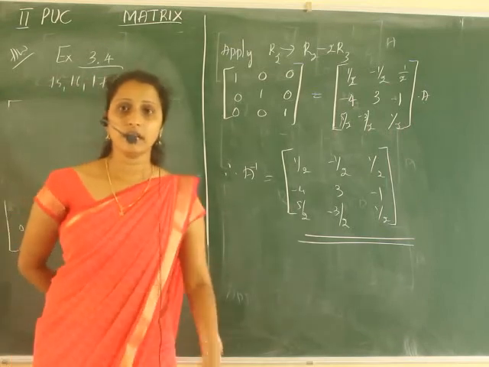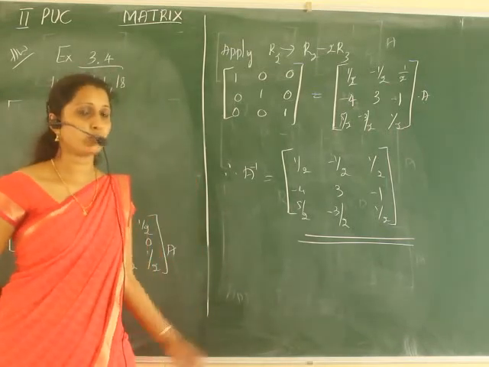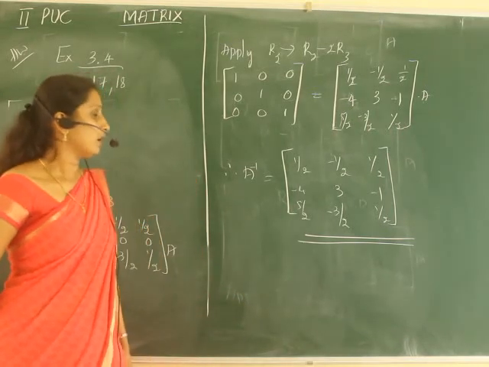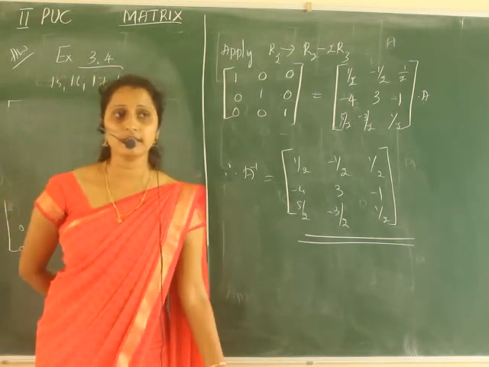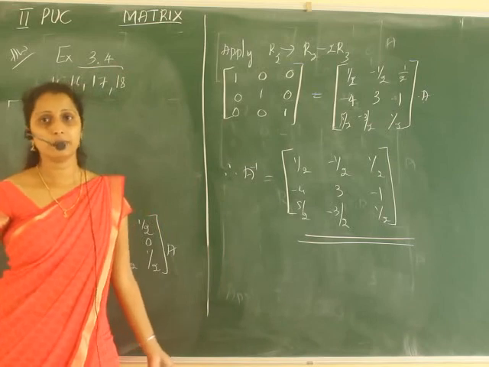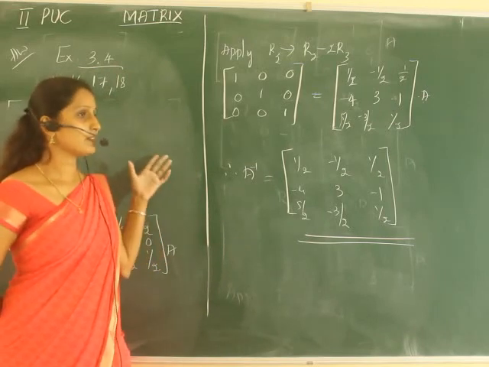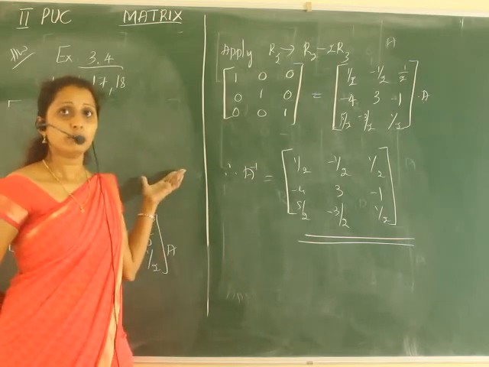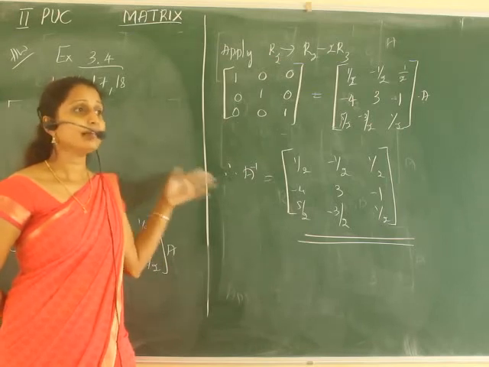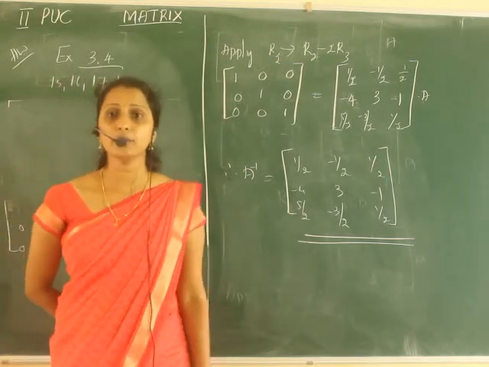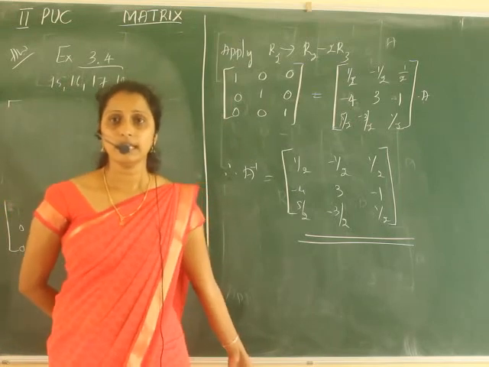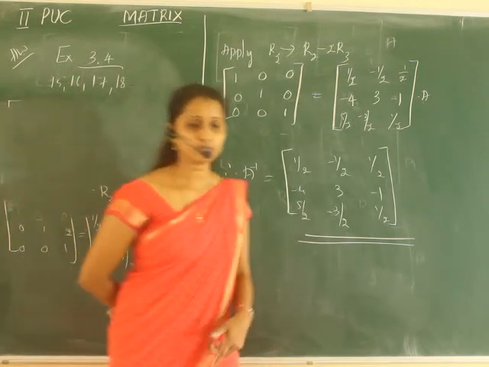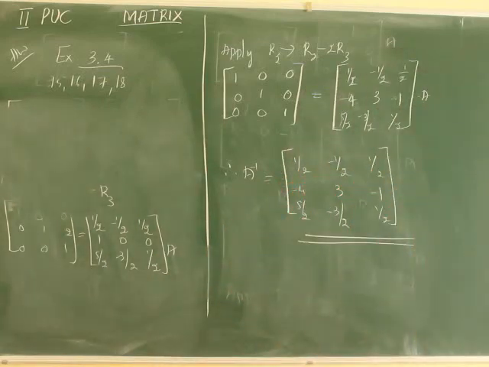So here we have completed this chapter, matrices. We have discussed all the operations of a matrix. In that, finding the inverse is a very important one. Here also, the 3 by 3 is not so important. The important one is finding the inverse of a 2 by 2 matrix using elementary operations. So this is very important. Thank you.